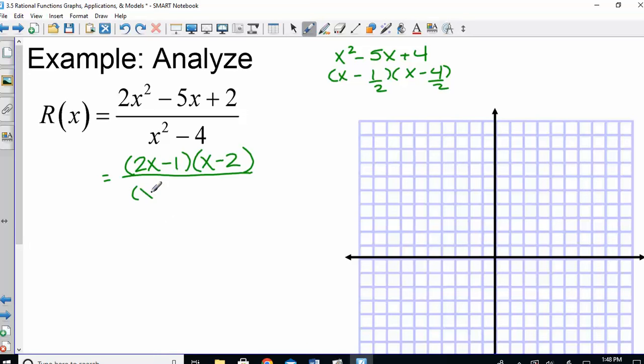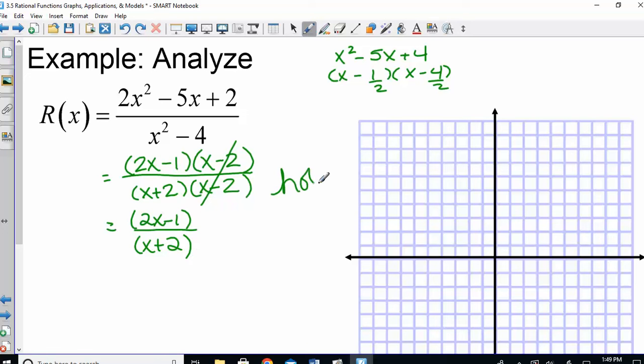X squared minus 4: x plus 2, x minus 2. What happens right now? Yes. Those cancel. Okay. So everything that I do from here on out is going to be based off this final piece. But when something cancels, what does that do to my graph? It makes a hole in the graph. So we have to find it.